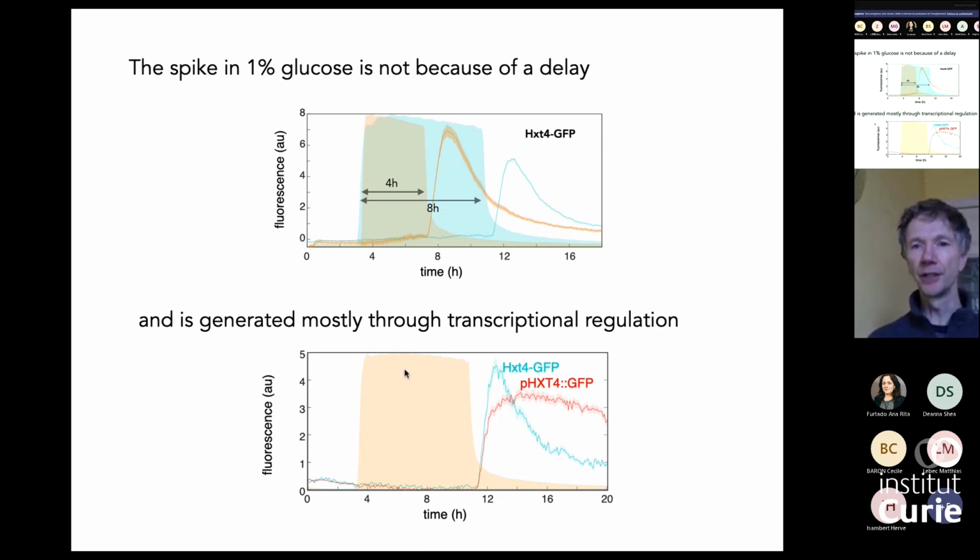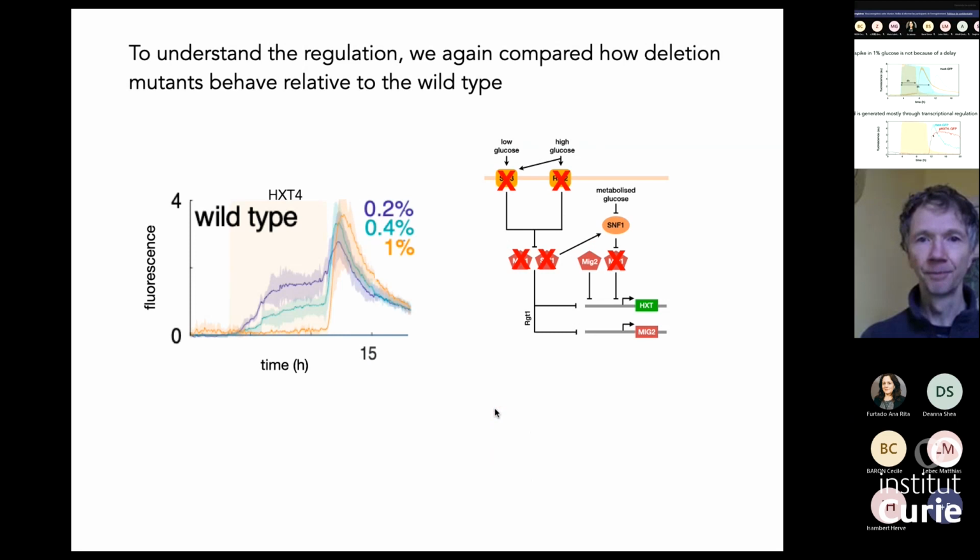And it's also generated mostly through transcriptional regulation. So here we have the promoter of hxt4 driving just GFP, whereas here we have the protein tagged with GFP. And you can see the behavior is very similar, except at late times where there's some active degradation of the transporter, which doesn't occur to the GFP. But the spike of expression is the same. So most of the regulation is coming through transcription. So again, this is a good candidate to try and understand.